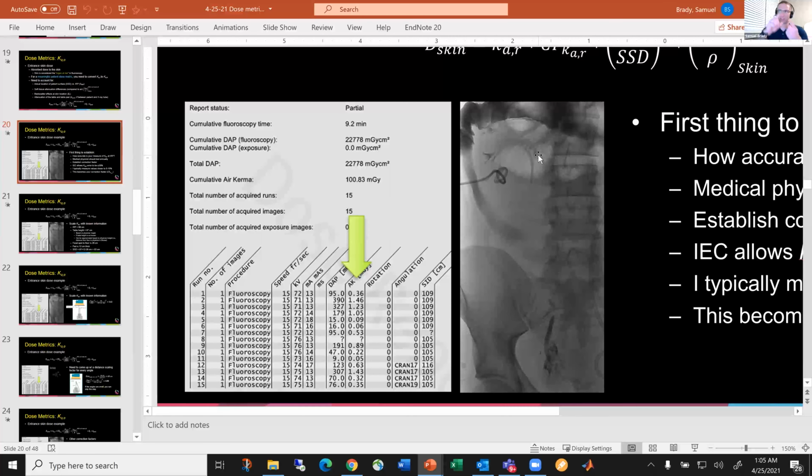Because every time you step on the pedal, it creates something like 2 pages worth of data. It's something that you, as a physicist or a technologist, would probably not want to look at because it's hundreds of pages of data. But if you have software like Radimetrics, or the software that you plan to use for your dose tracking, it will collect that, find all the important information, and store it on its server so that you can run reports really easily.